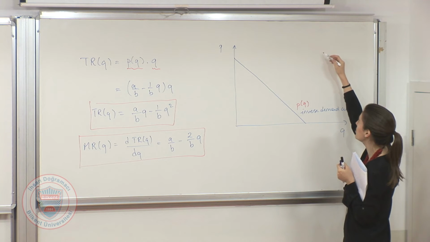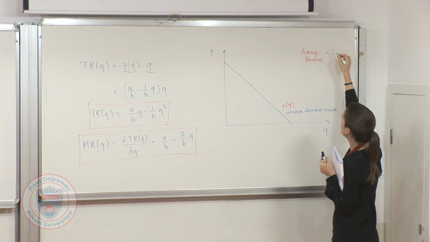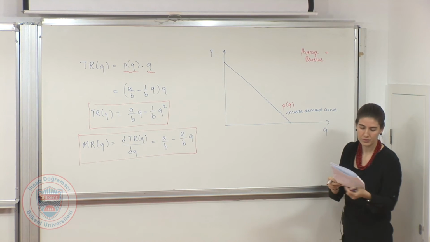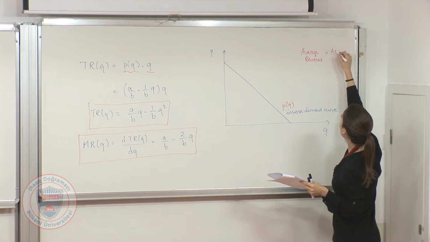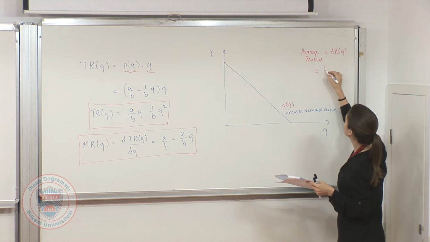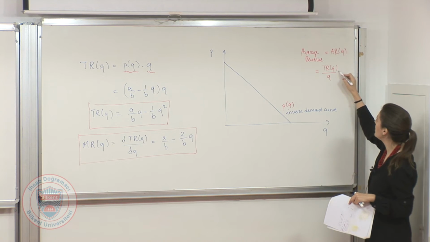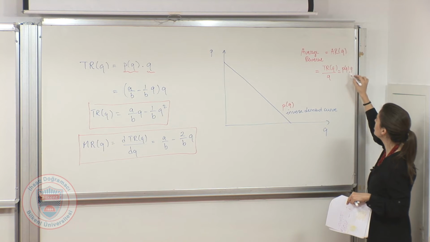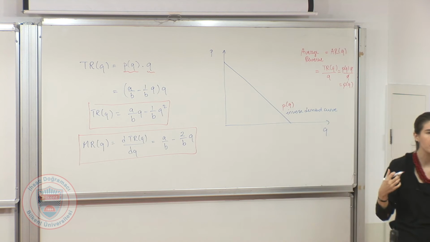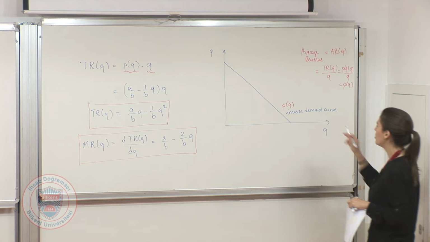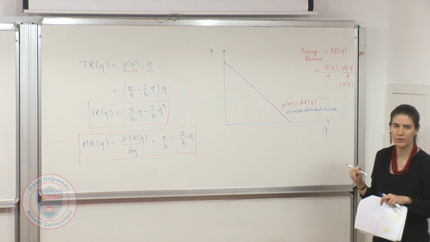Why is that called the average revenue? What is average revenue? Let's call it AR(Q). It is total revenue divided by Q. Total revenue, as you know, is P(Q) times Q, divided by Q. So you see this inverse demand curve is sometimes called the average revenue curve. You can call it P(Q), AR(Q), or if you want, you can call it the inverse demand curve.